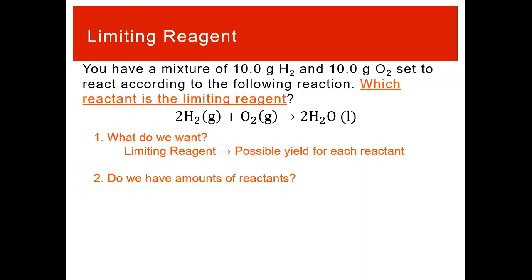And so we want to look, do we have masses for our reactants? 10 grams H2, 10 grams O2, we're cooking with gas. So we're going to need to do two separate stoichiometry problems. But each of them is going to be the same type of stoichiometry problem that we've worked through previously, the same three-step method.